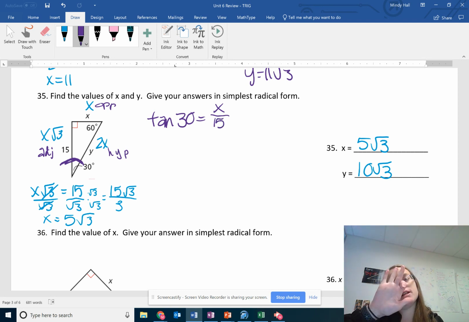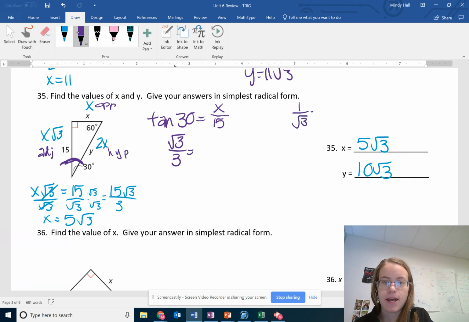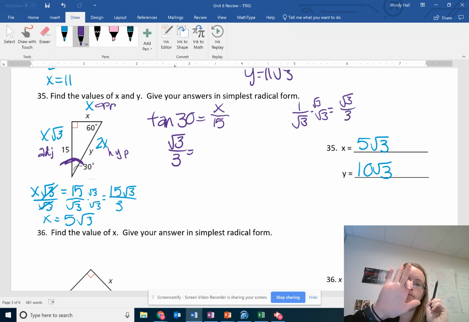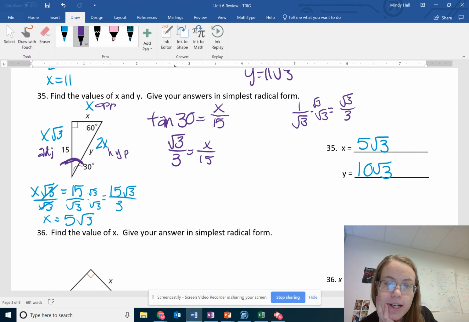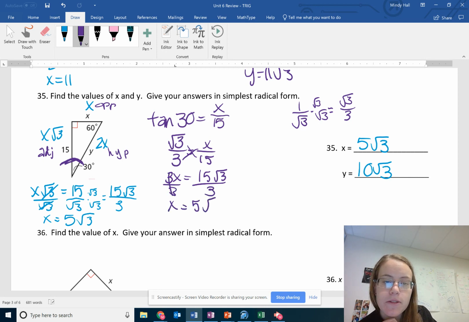And tangent of 30 is sine over cosine. So it's square root 3 over 3 once you rationalize the denominator. Otherwise, it's actually 1 over square root 3. And then when you rationalize, you get square root 3 over 3. So that would give you square root 3 over 3 equal to x over 15. So we cross multiply and get 3x equals 15 square root of 3. And then we divide by the 3. So then x equals 5 square root of 3.